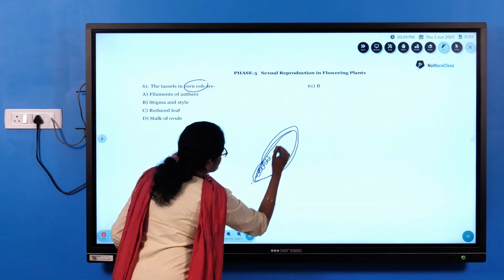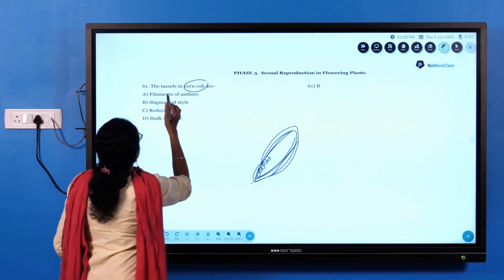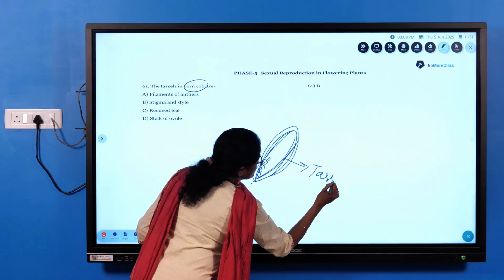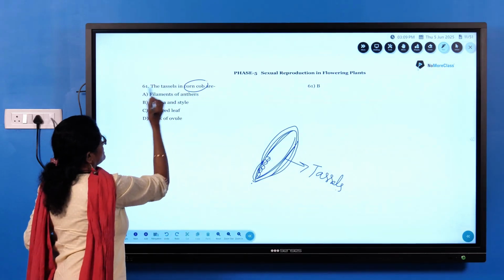Thin hair-like structures are covering these seeds. These thin hair-like structures are called tassels. What are the tassels? The hair-like structures which are present inside the corn cob are called tassels.